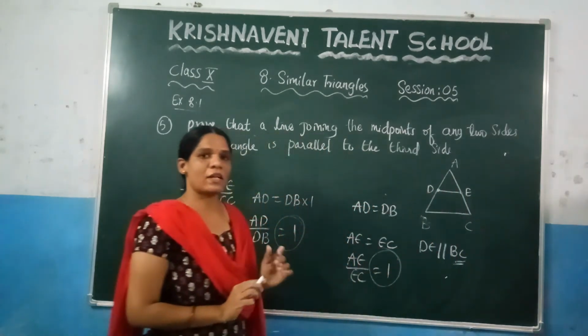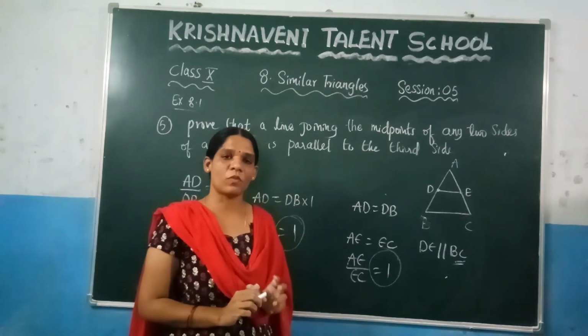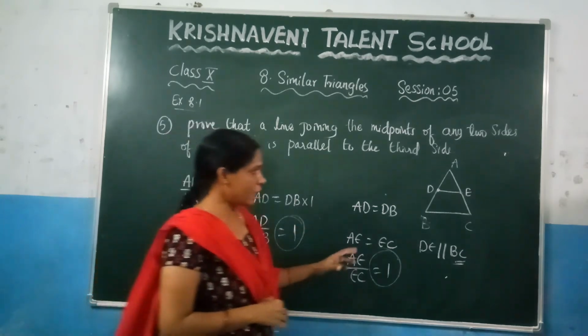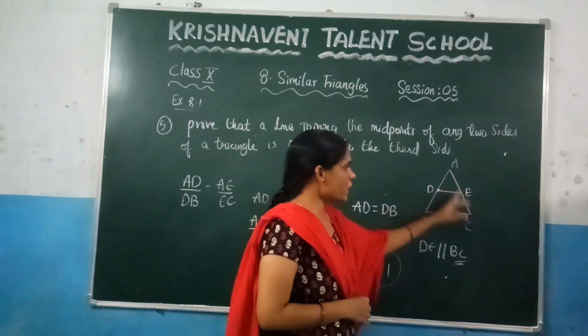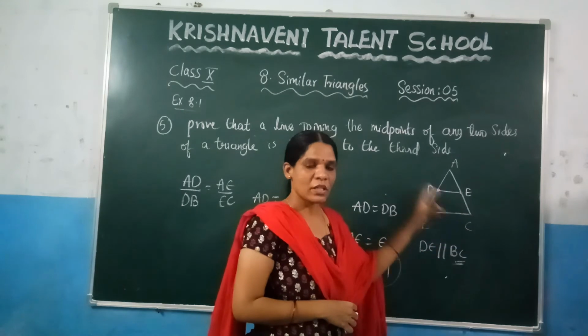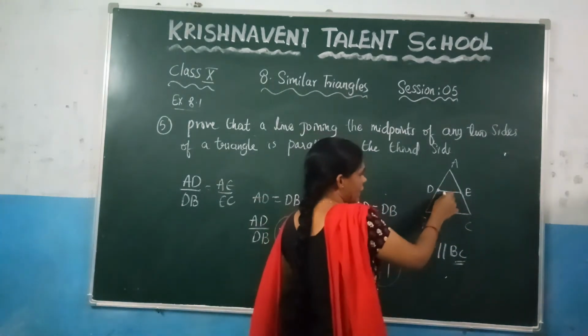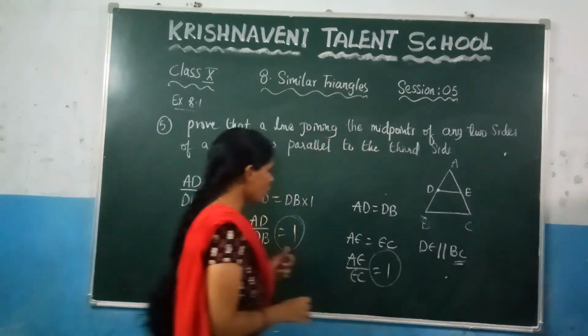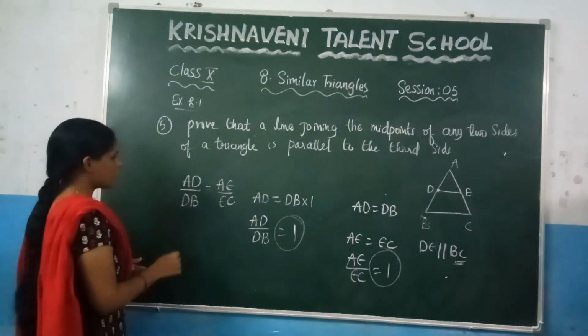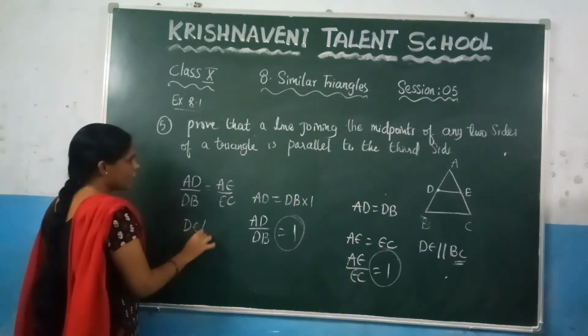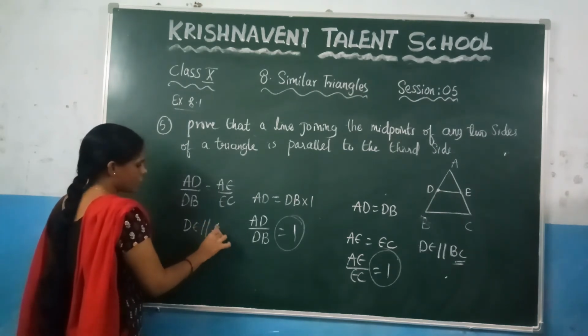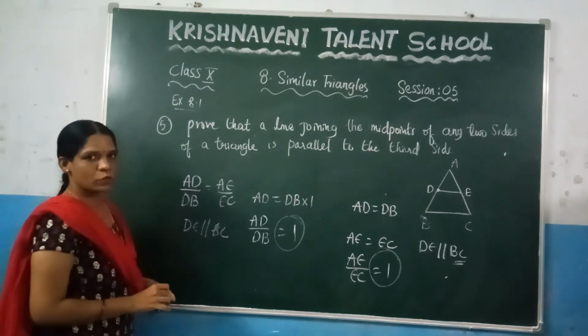So according to the converse of the basic proportionality theorem, what we can say here, if a line divides two sides of the triangle in the same ratio, then you can say that that line is parallel to the third side. So what is the third side here, which is nothing but BC. So by the converse of the basic proportionality theorem, you can write it here, DE is parallel to BC. This is the problem, you need to prove it here.